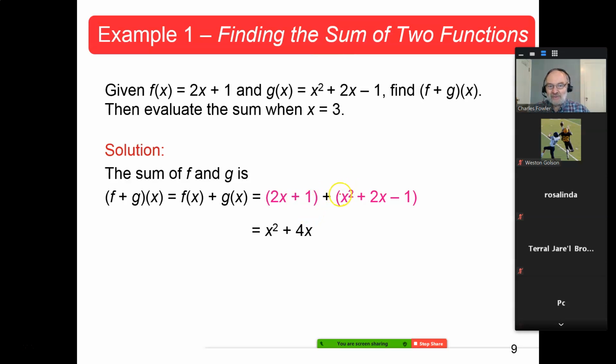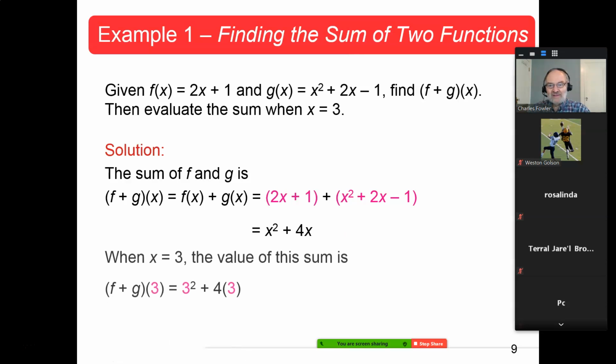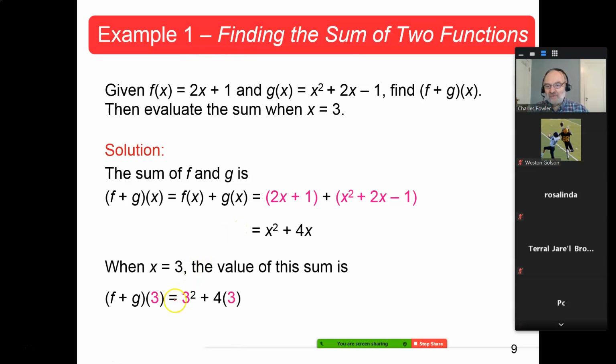Adding, that's what you're doing. X squared plus 4x plus 0. X squared plus 4x. Then they said when x equals 3, you just plug in a 3 everywhere you see an x. 3 squared plus 4 times 3 is 9 plus 12 is 21.